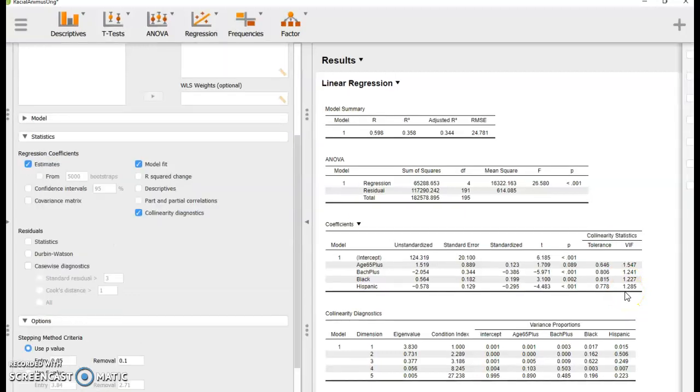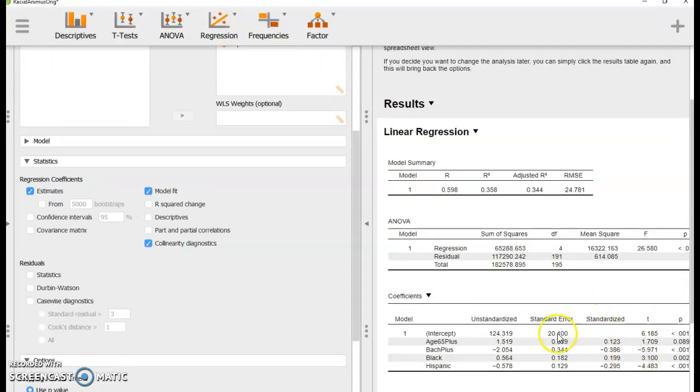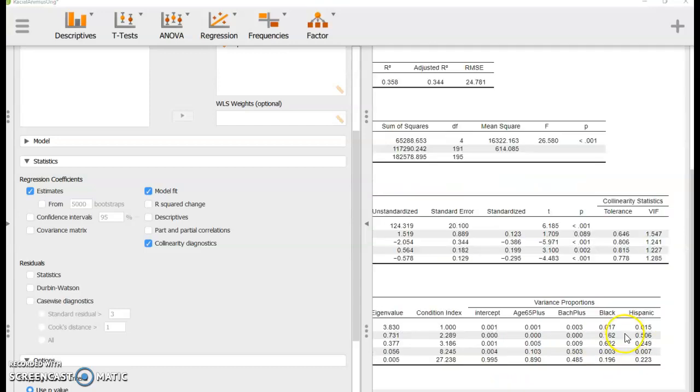Let me make that a little bigger there for you. So you see the 1.241 that we got before for Bachelor's Plus. Of these 4, it looks like the age 65 plus is the one that's most correlated with the other predictors. But even this is well below that threshold of 5, where we start to get a little more concerned, or we at least want to investigate more if our variance inflation factor pops above 5.